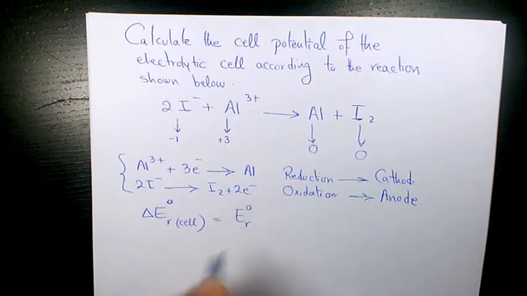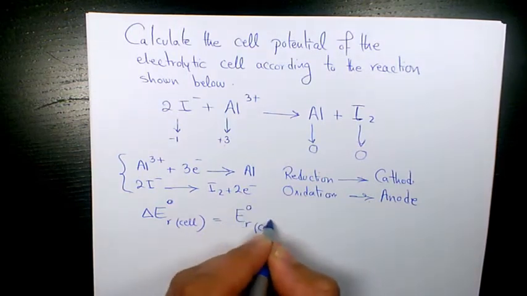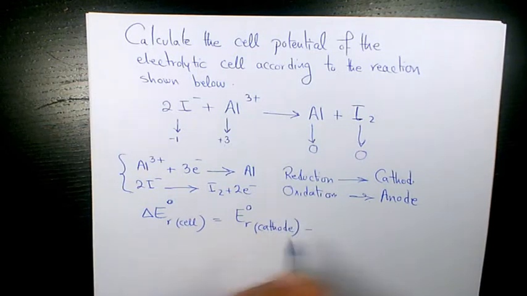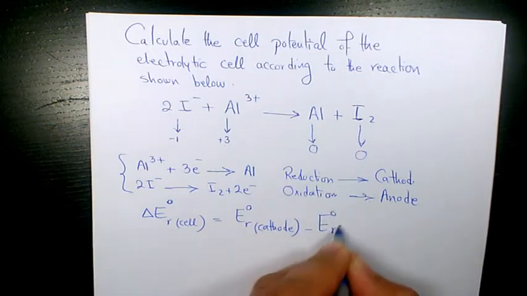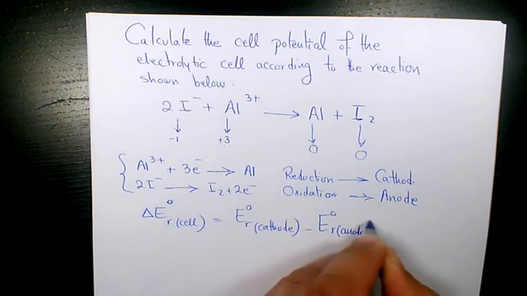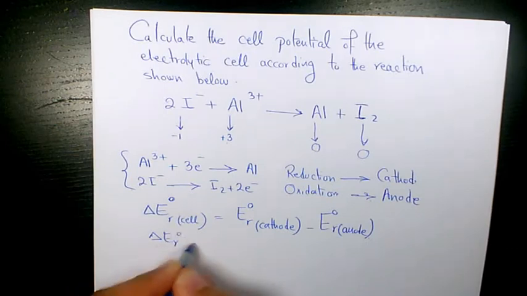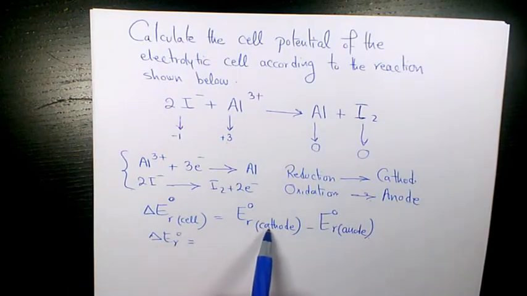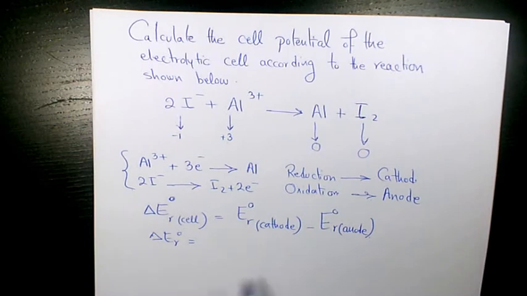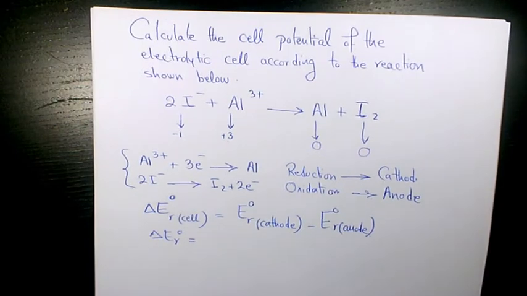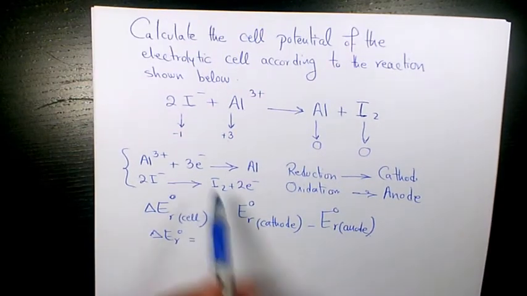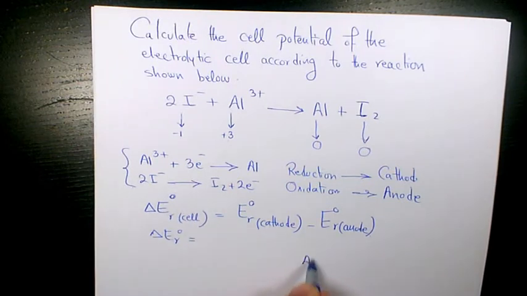standard reduction potential in cathode minus the standard reduction potential in anode. So it is going to be, in cathode we need to find these two numbers. We need to use the table. If we use the table, we're going to find out the reduction potential for aluminium is -1.66 volts.